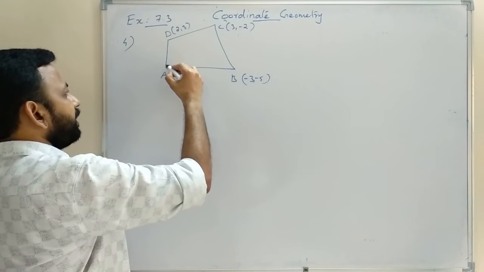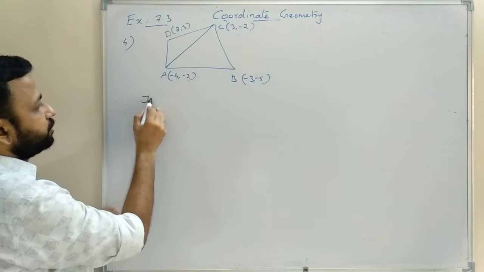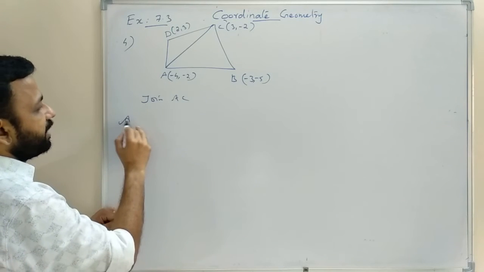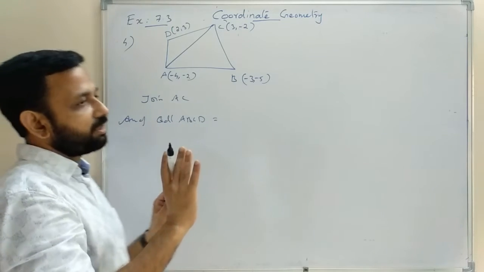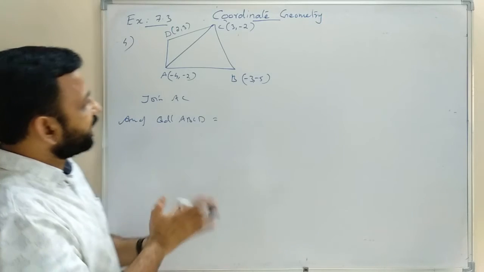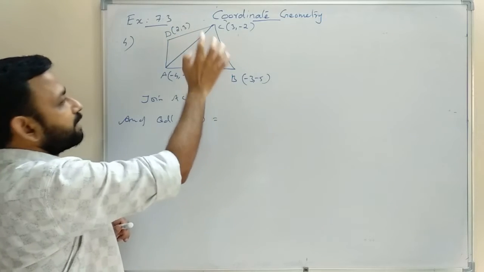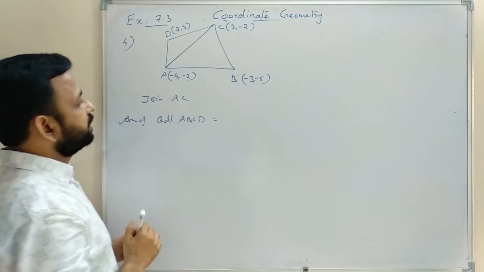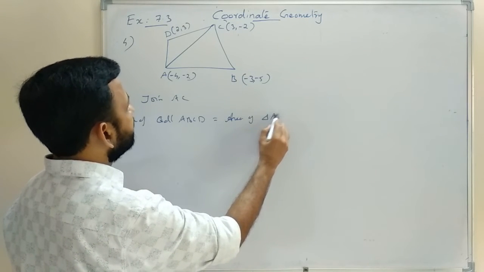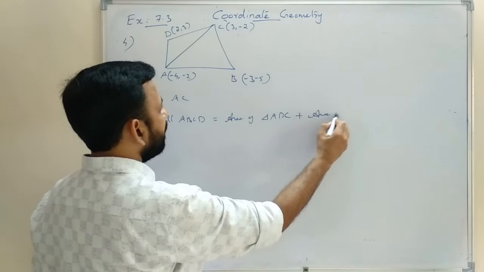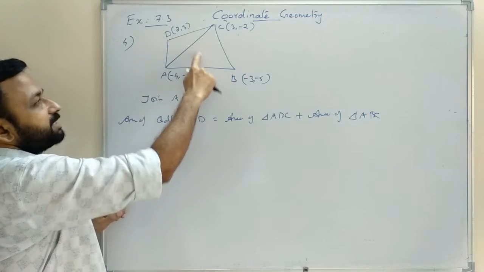So we can join one of the diagonals. So join AC. Then the area of quadrilateral ABCD is equal to, so now that diagonal divides the quadrilateral into two triangles. So the area of the quadrilateral is equal to the sum of the areas of those two triangles. So area of quadrilateral ABCD equals area of triangle ADC plus area of triangle ABC.